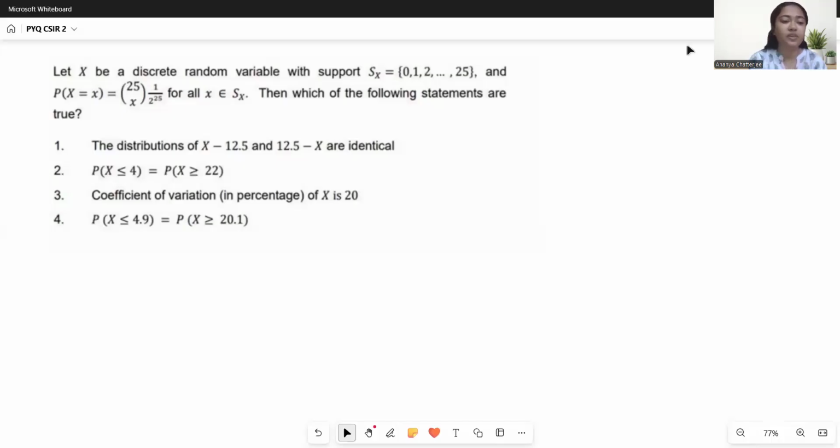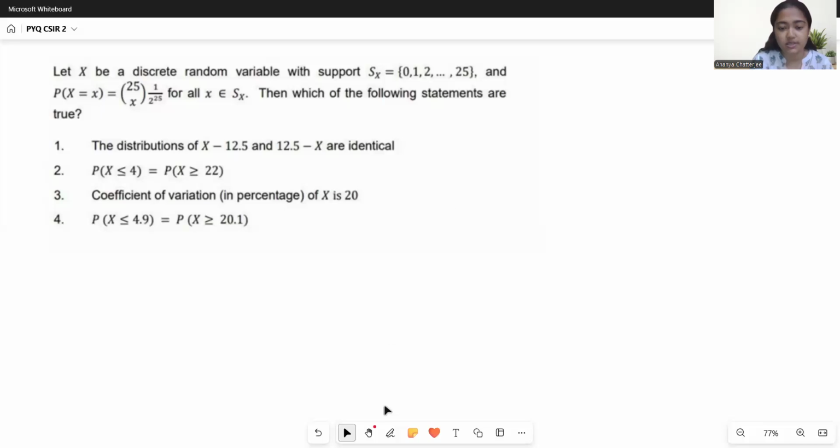Hello everyone. So the question is given as: let X be a discrete random variable with support S equal to 0, 1, 2 up to 25, and probability X equals x is given as 25 choose x into 1 by 2 to the power 25 for all x belonging to the support. Then which of the following statements here are true?